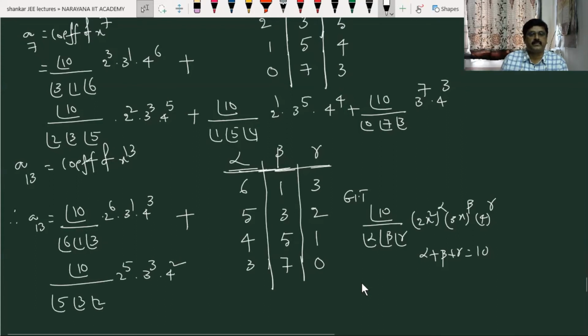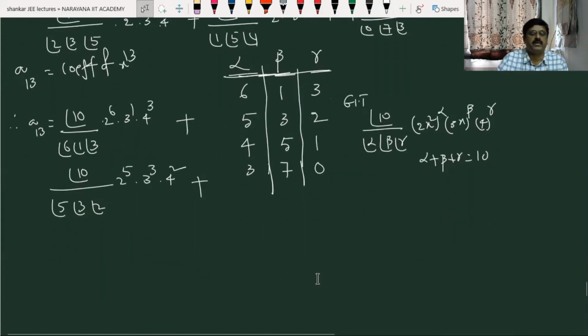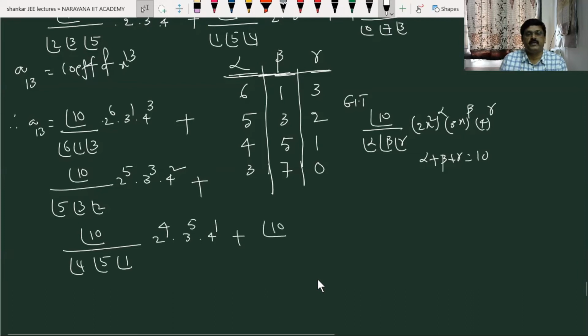Okay. Next, plus next term, 10 factorial by 4 factorial into 5 factorial into 1 factorial into 2 power 4 into 3 power 5 into 4 power 1. Last, plus 10 factorial upon 3 factorial, 7 factorial, 0 factorial. 0 factorial is 1, no problem. Into 3 means what comes? 2 cube into 3 power what, students? 7 into 4 power 0.